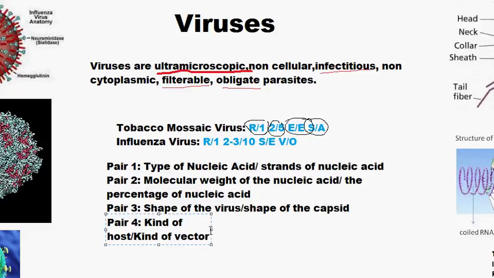Alright, so what does this mean? Kind of host means all viruses are host specific. Some viruses will attack a bacterium, some viruses can attack, let's say, vertebrates, some can attack invertebrates, some can attack fungi. So they are host specific. This represents the kind of host the virus is attacking. For example, here, influenza virus, V means vertebrates, so it attacks vertebrates only. For example, in humans we get the influenza virus, the common cold. We are vertebrates, right? So that's why we call it the kind of host.